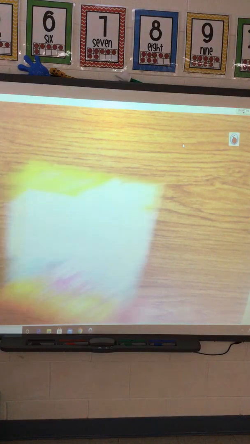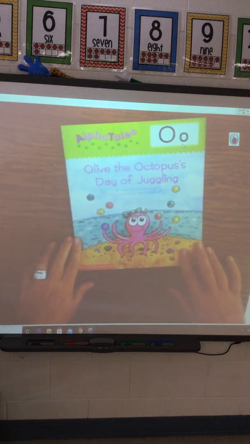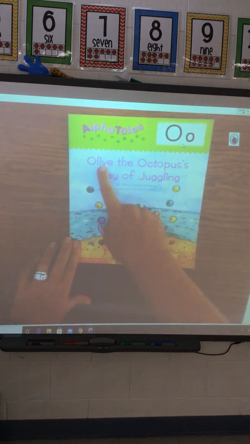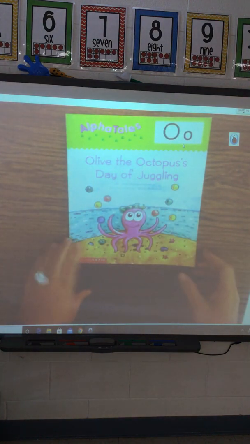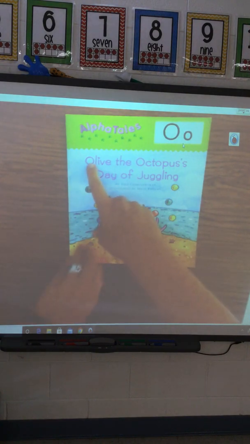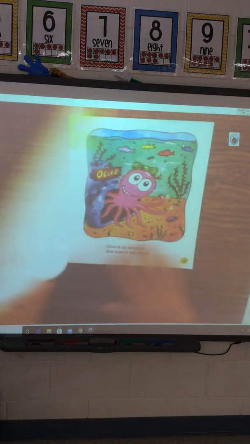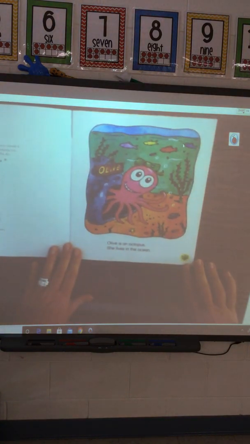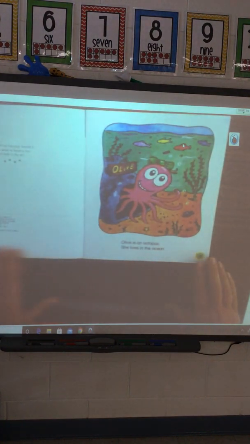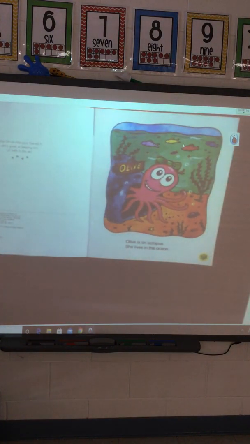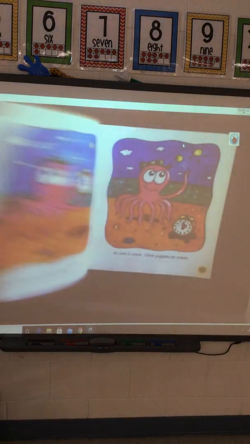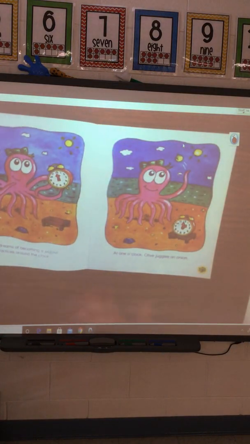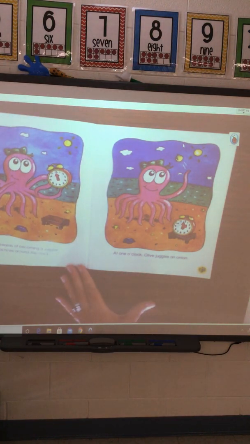So here is my book for the letter O. The title is Olive, the Octopus's Day of Juggling. I hear a short O at the beginning of Olive and a short O at the beginning of octopus. Olive is an octopus. She lives in the ocean. Olive dreams of becoming a juggler.